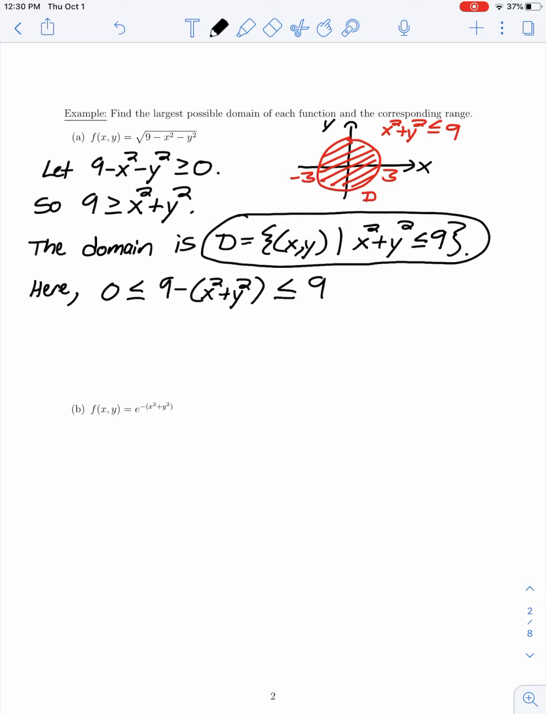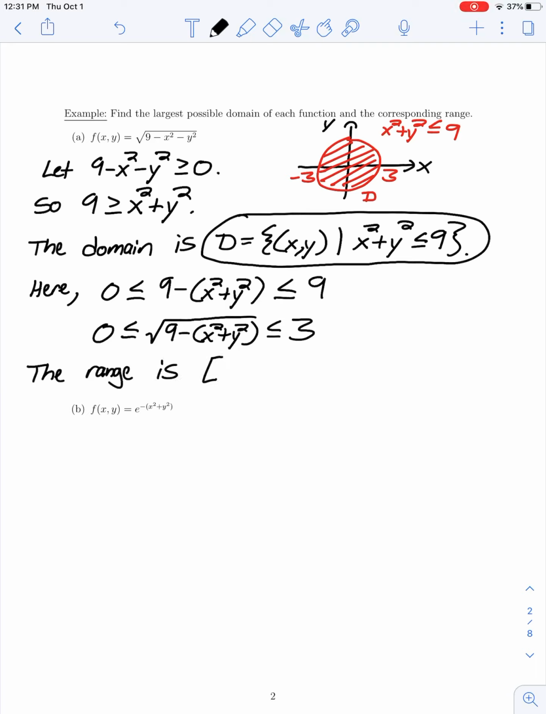Now the function that we're working with is the square root of this polynomial, 9 minus x squared minus y squared, or 9 minus the quantity x squared plus y squared. So if I take the square root throughout this inequality, that means that the smallest value I could have for this function would be 0, and the largest value would be 3. So I can say that the range of this function is the interval from 0 to 3, including the endpoints.